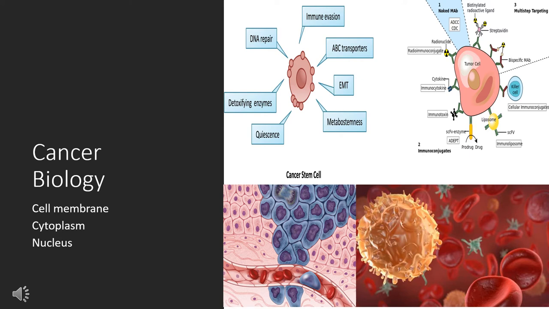Now coming to the cytoplasm, signals from growth factors are sent to the cell nucleus by way of a cascading series of so-called secondary messengers. Cancer cells can cause numerous growth-promoting changes in these signaling pathways.